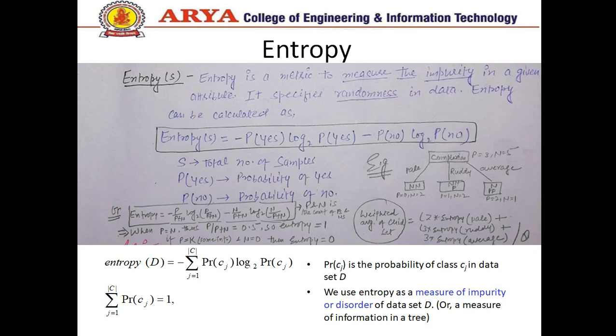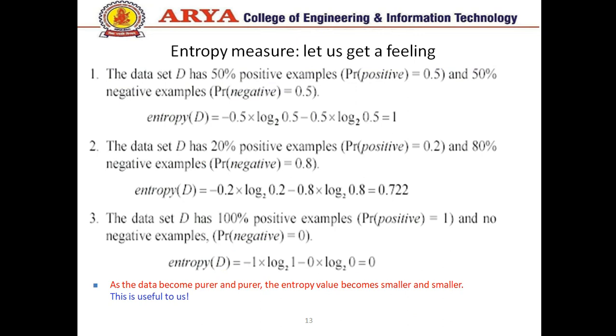Entropy can be calculated as minus P of yes, that is probability, log base 2 P of yes, minus P of no, log base 2 P of no. It can also be written as minus P by P plus N, that is total P plus N, log base 2 P by P plus N, minus N by P plus N log base 2 N by P plus N. Here S is total number of samples, P of yes is the probability of yes in your data set, and P of no is known as probability of no in your data set.